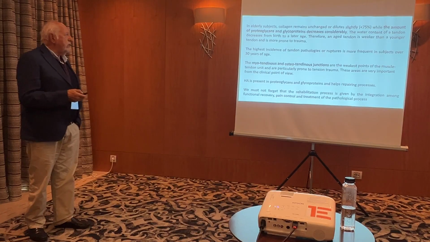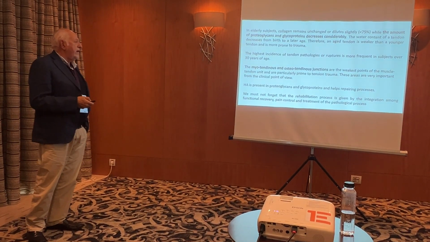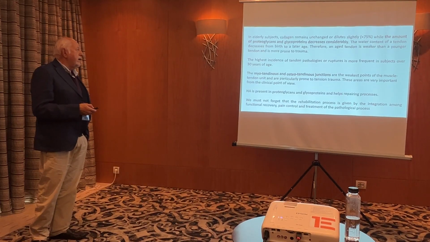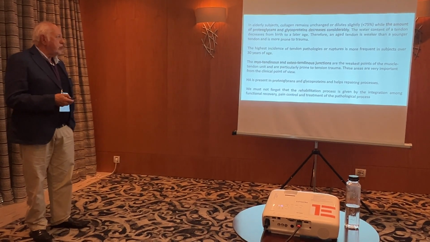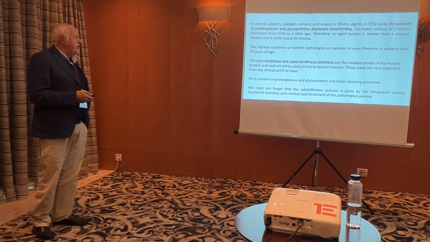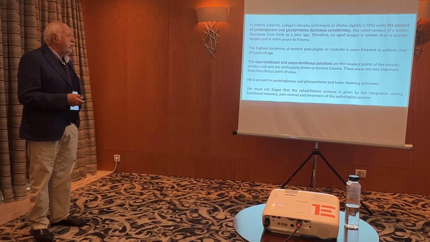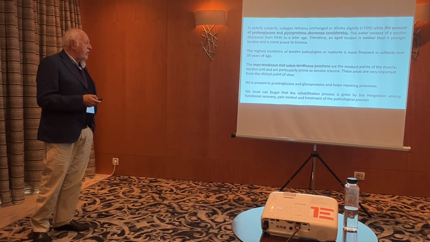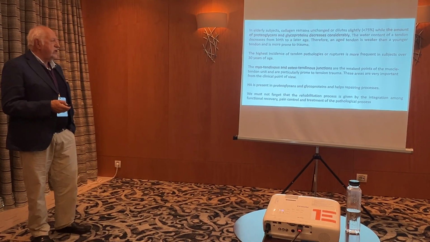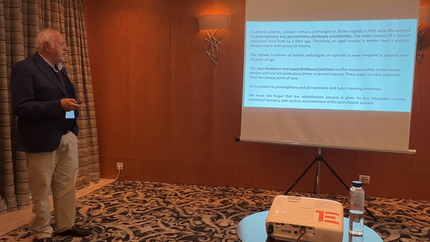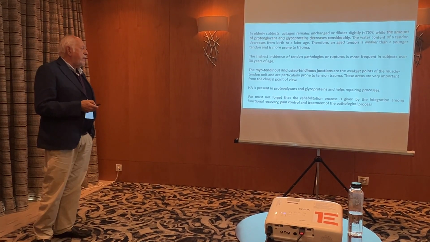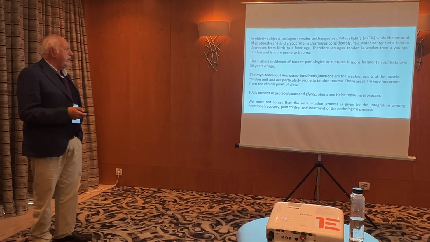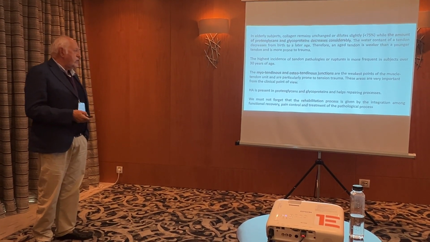The water content of tendon decreases from birth to a later age. Therefore, an aged tendon is weaker than a younger tendon and is more prone to trauma. The highest incidence of tendon pathologies or rupture is more frequent in subjects over 30 years of age. The myotendinous and osteotendinous junctions are the weakest point of the muscle tendon unit and are particularly prone to tension trauma. These areas are very important from the clinical point of view.